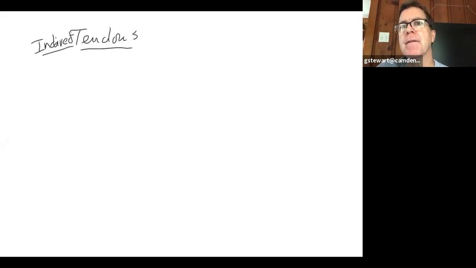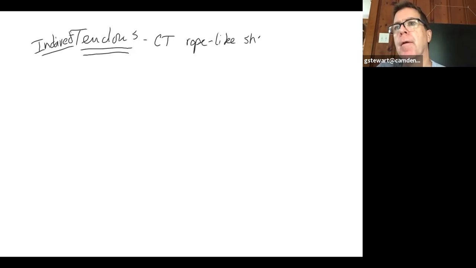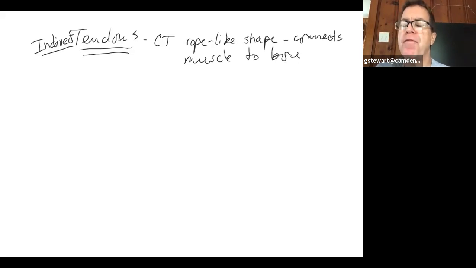An indirect attachment example would be a tendon, which is connective tissue in a rope-like shape that connects muscle to bone, skeletal muscle to bone. And oftentimes, the bulk of a tendon is the actual epimysium that comes off the end, like I said earlier.